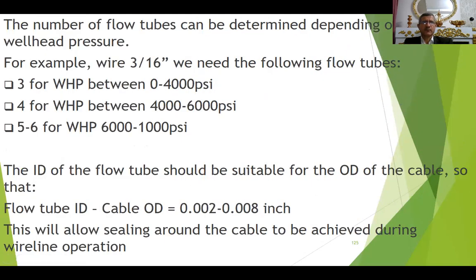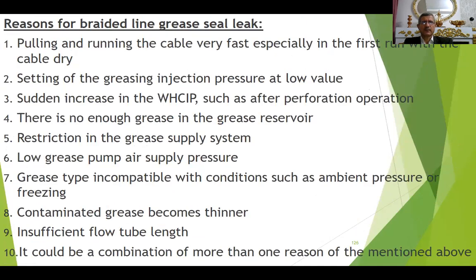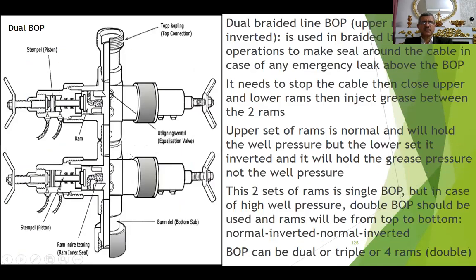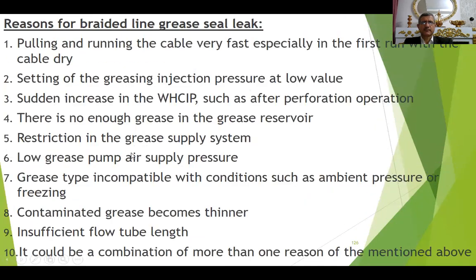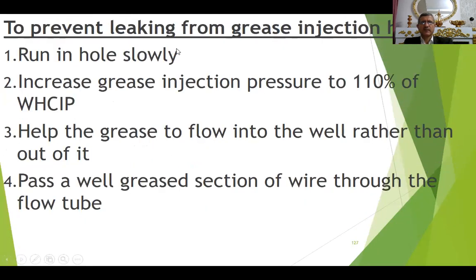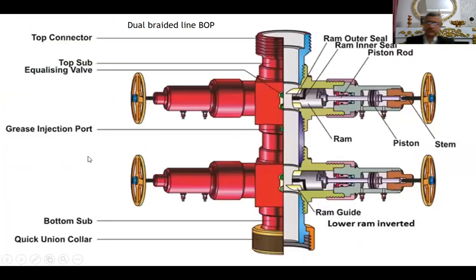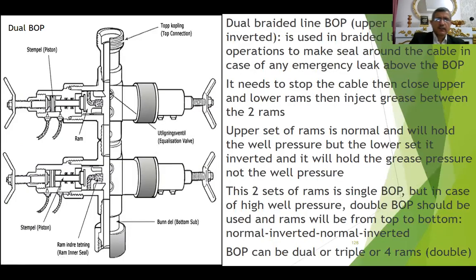Here we talked about the flow tube and ID. Reasons for braided line grease seal, we have these reasons. To prevent the leak from the grease injection head, we do these steps. Here for braided line, it should be dual, two rams. The upper one is normal and the lower one is inverted. Between them, we inject grease.